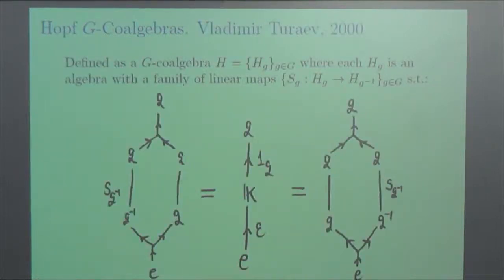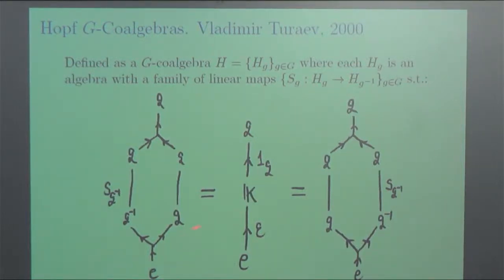Now, what is a Hopf G coalgebra? This was introduced by Turaev in the year 2000. So you take a G coalgebra as before, as in the previous slide, but now each HG is an algebra. Okay, it's a K algebra, but it's not graded like now. So HG itself is an algebra. It's not graded. But the coalgebra is graded, but not here. Okay, and then you have the antipode of the Hopf structure.